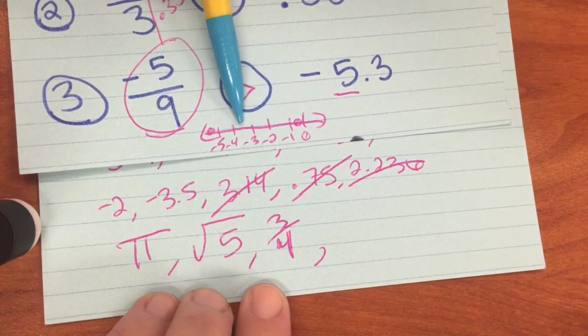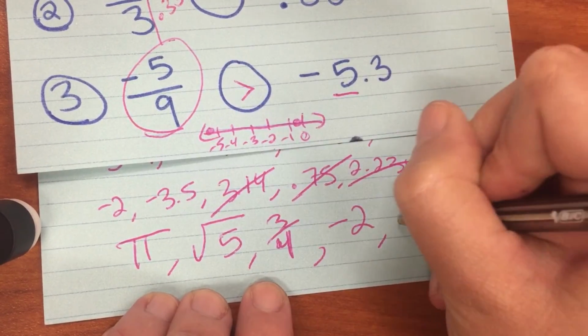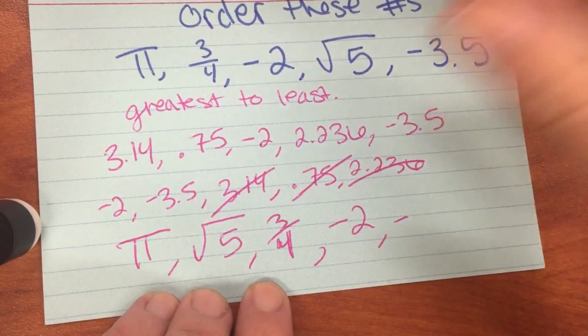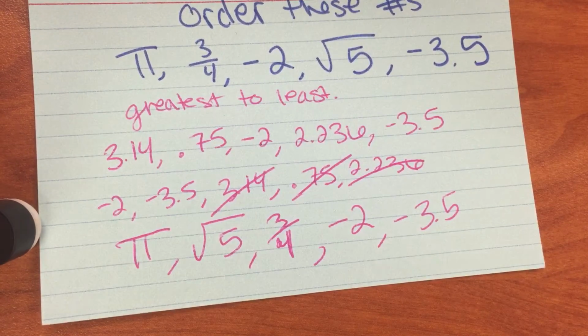Right, so anything to the left is going to be less. That's a little key that I use to help remember. Anything to the left is going to be less. Yes, negative 3.5 is the least. So you have to make sure that when you're looking at it, if you have to draw a number line, please do. That's perfectly fine. It always helps. So these are my numbers from greatest to least.